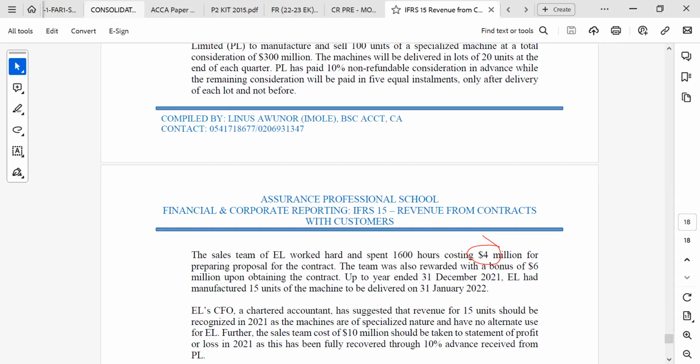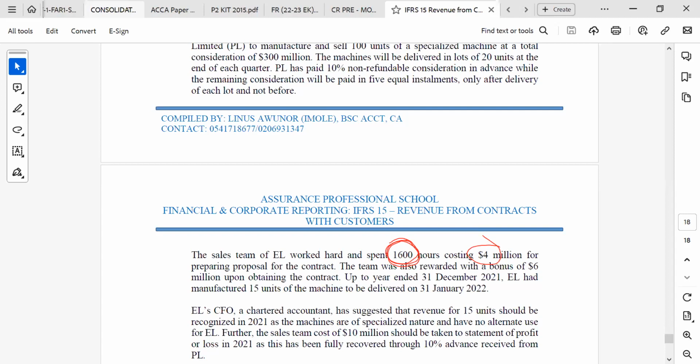Don't say that you are going to amortize it over 16 hours. No. It is a cost that is incurred before the contract has been awarded. So you take it to profit or loss straightforward.